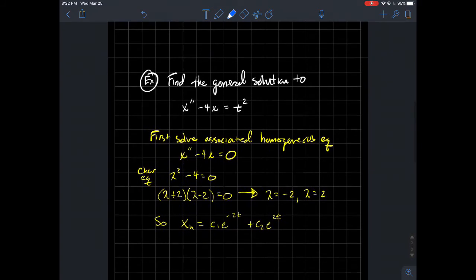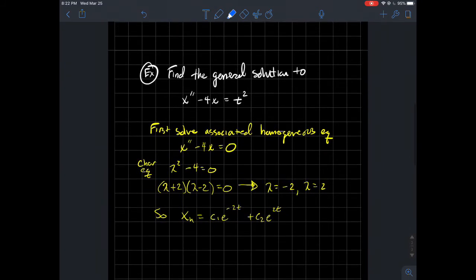We're supposed to find the general solution to x double prime minus 4x equals t squared. The first thing you do is try to find the solution to the associated homogeneous equation. All I mean by that is I don't want to worry about t squared yet. Let's just see what we get when it's 0 on that side. That's what I mean by the associated homogeneous equation. That one is a little bit easier.